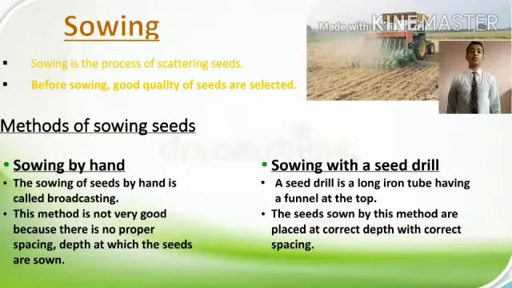I am going to tell you about sowing, the methods and precautions taken for sowing seeds, adding manures and fertilizers, and irrigation. Sowing is the process of scattering the seeds in the fields with our hands or other implements. Before sowing, selection of good quality seeds is very important. There are two methods of sowing seeds. One is by hand and the other with a seed drill. The process of sowing the seeds by hand is called broadcasting and is not a very proper way of sowing the seeds, whereas the seeds sown with a seed drill are placed at proper spaces, which is essential for the crop.